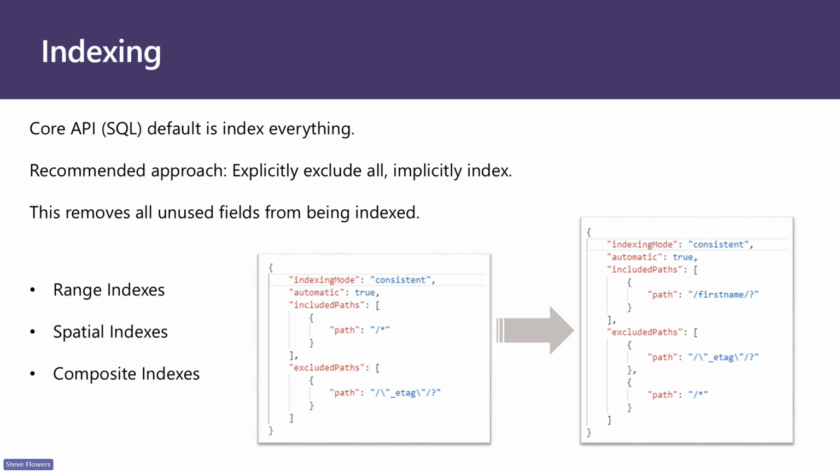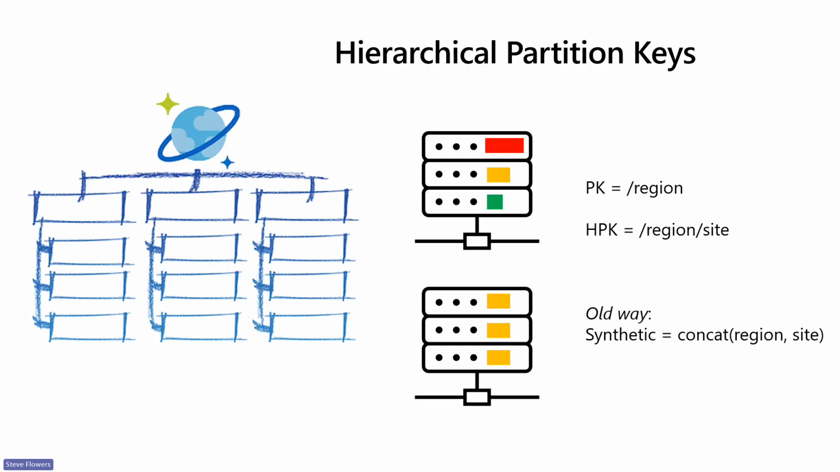And then we have composite indexes for queries which use multiple predicates. So if I want to say where some number is greater than 90 ordered by some number, composite indexes can be built to match that query, greatly increasing the speed and reducing the cost.